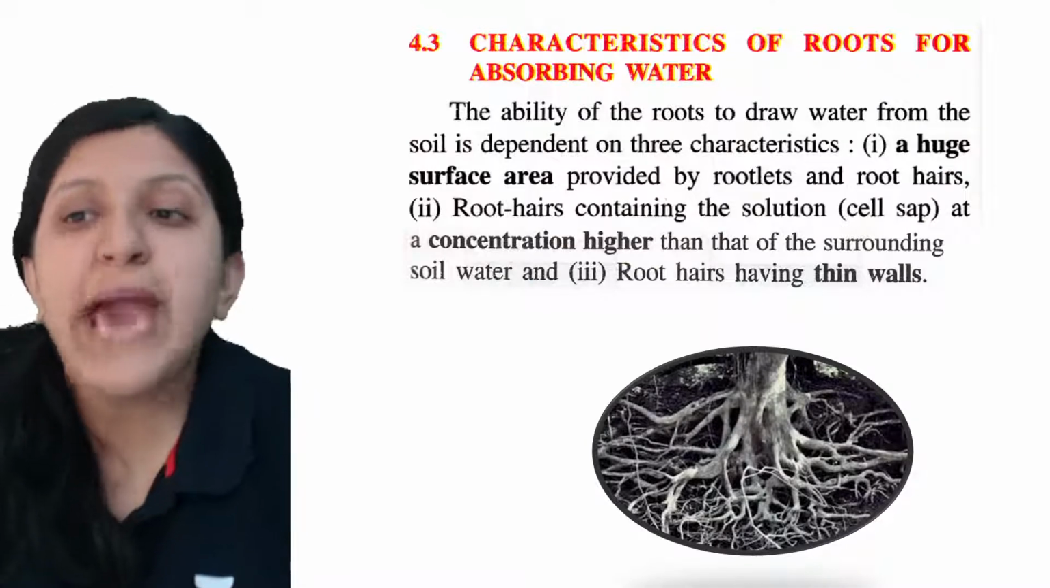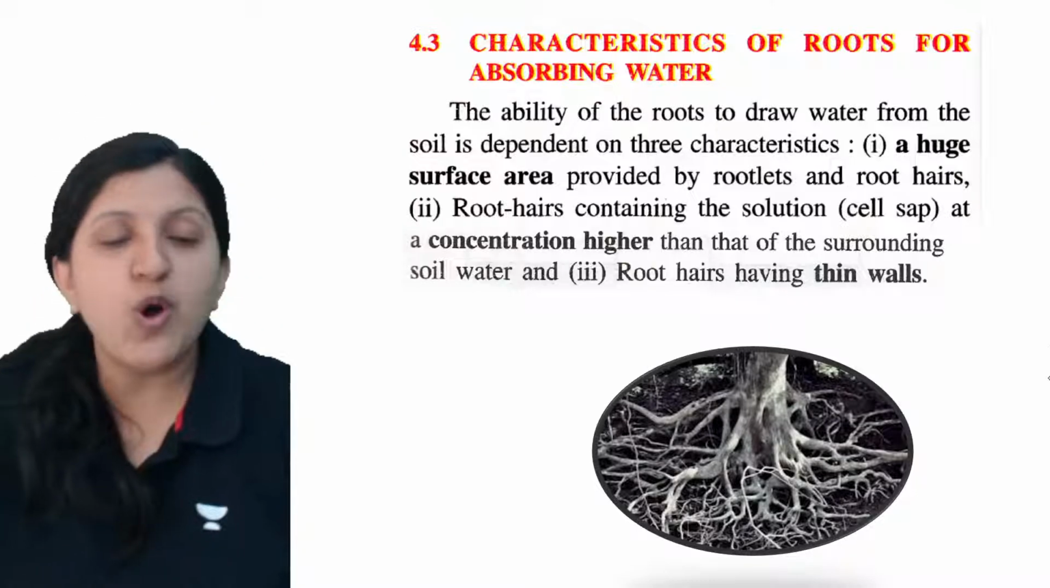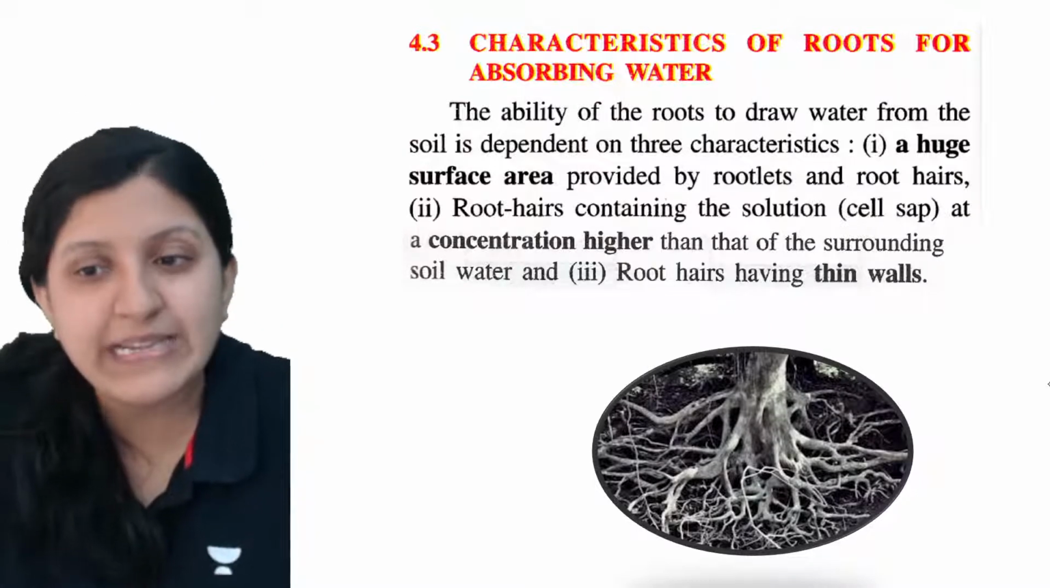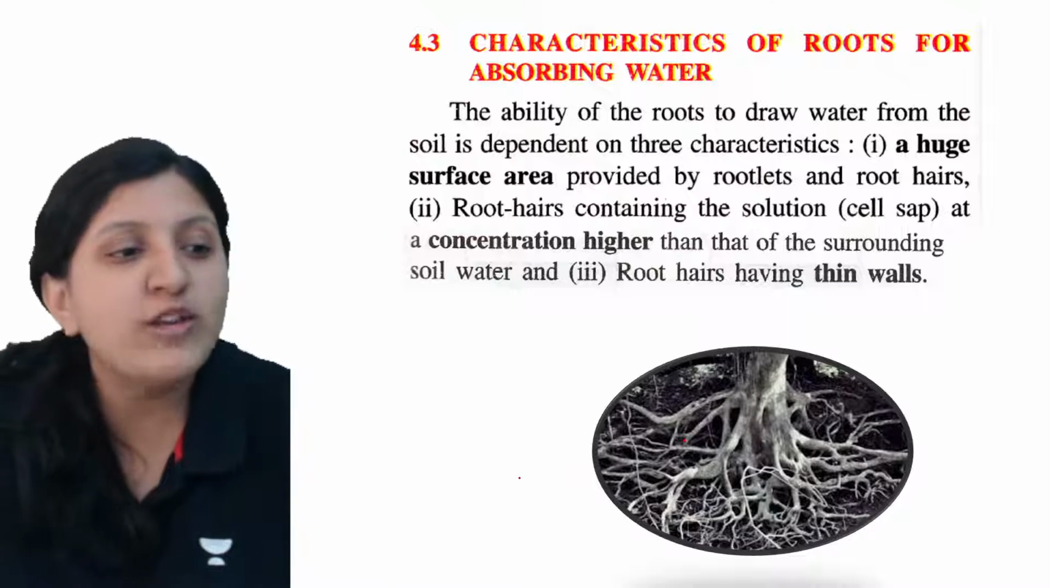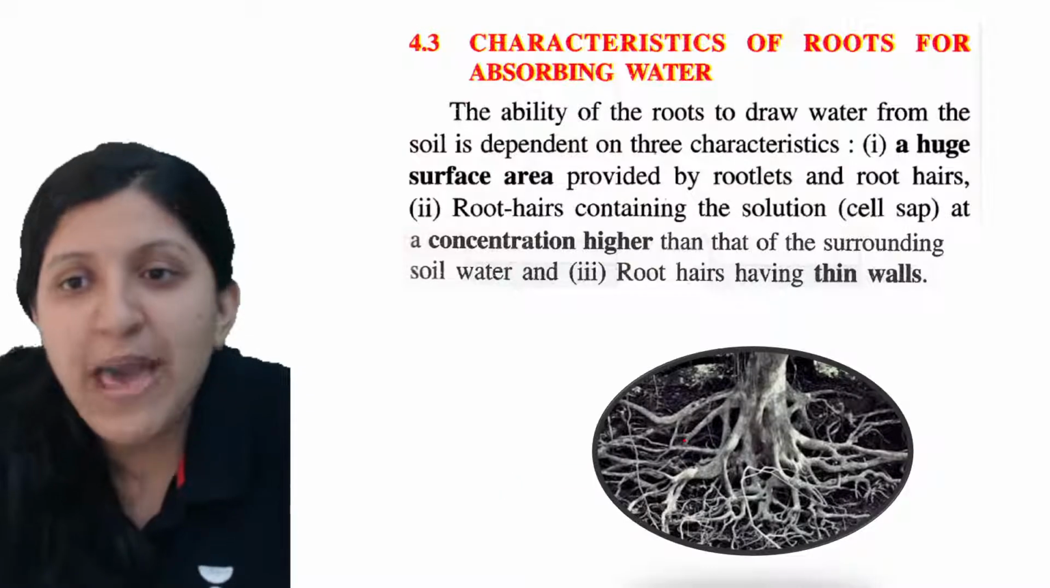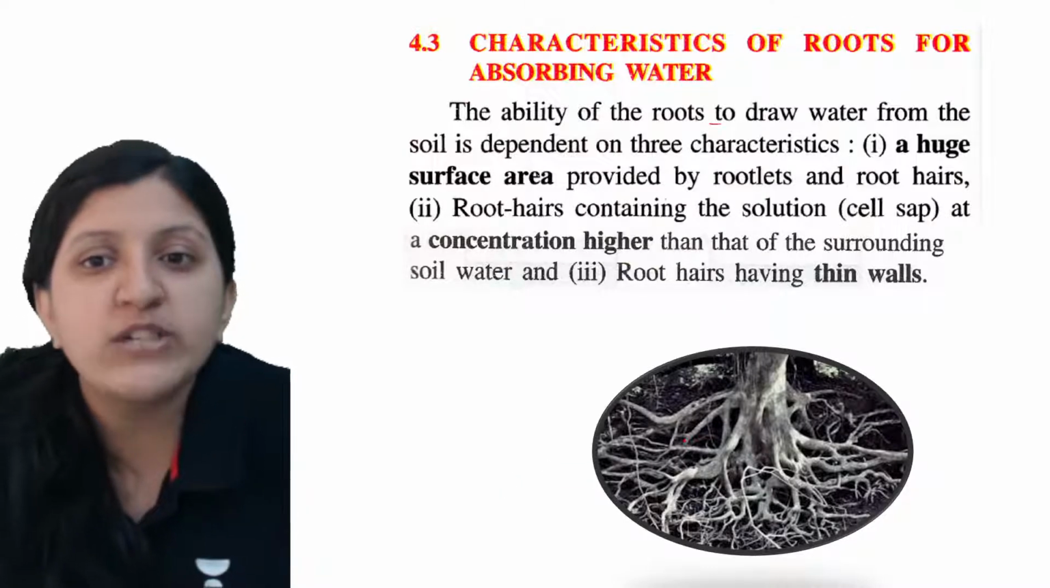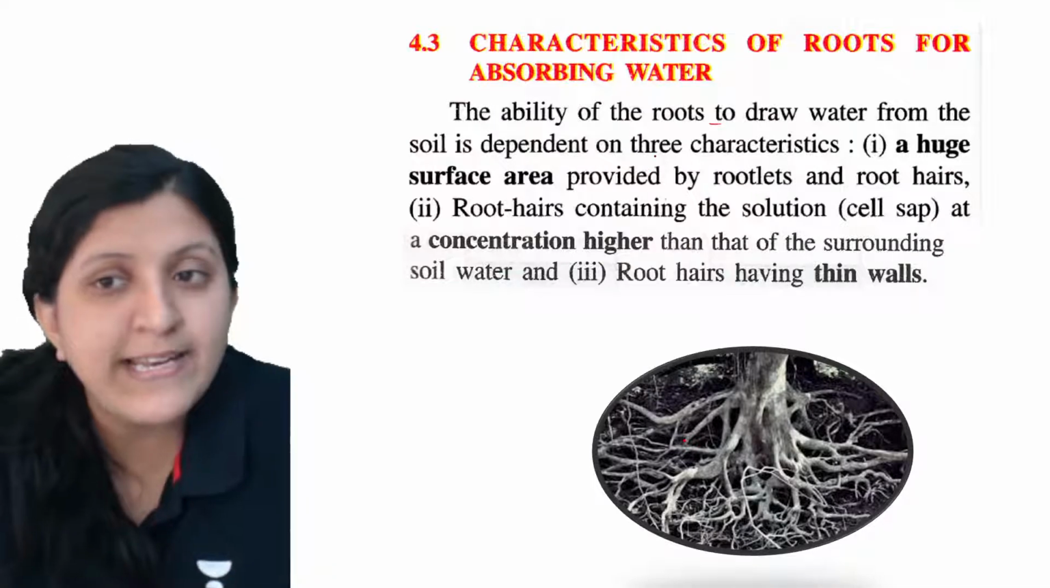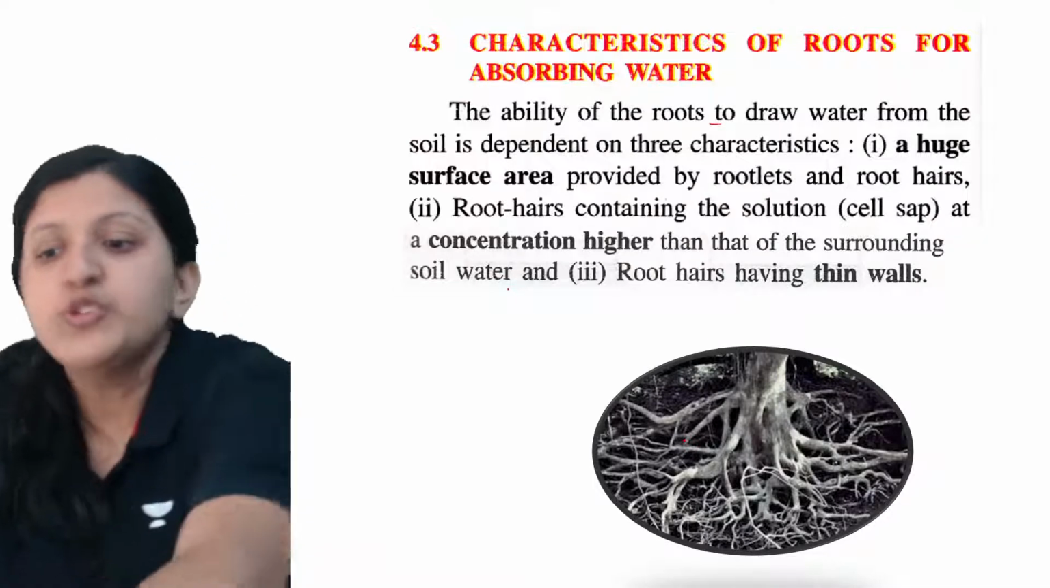Alright. So, characteristics of the root for absorbing water. What should be the characteristics of this root in order to absorb more and more water? The ability of the roots to draw water from the soil is dependent on three characteristics. One is a huge surface area.